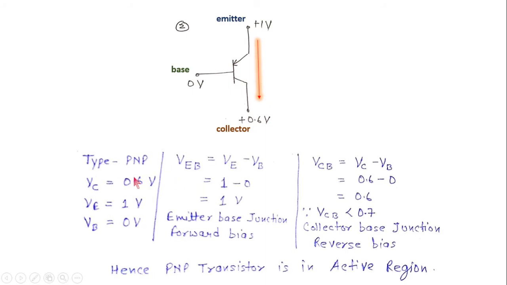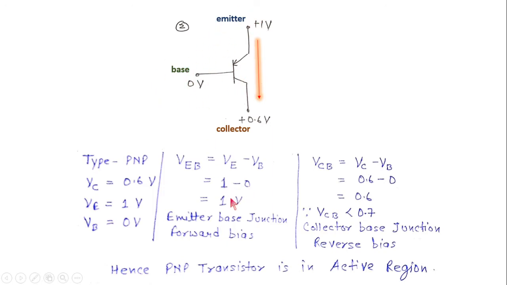So type is PNP. What is VC? Collector voltage 0.6 volt. What is emitter voltage? 1 volt. Base voltage 0 volt. Now this is a PNP transistor. For PNP we will find VEB, not VBE. So VE minus VB is equal to VEB.